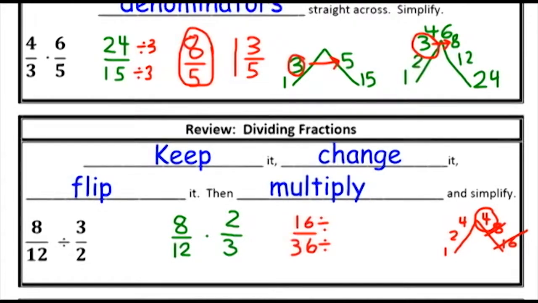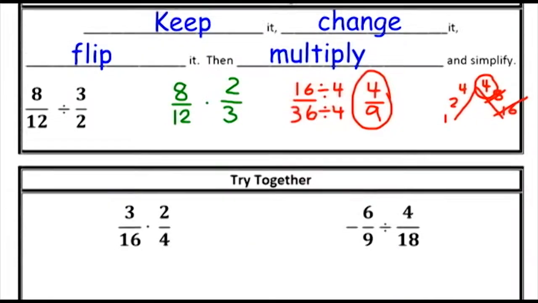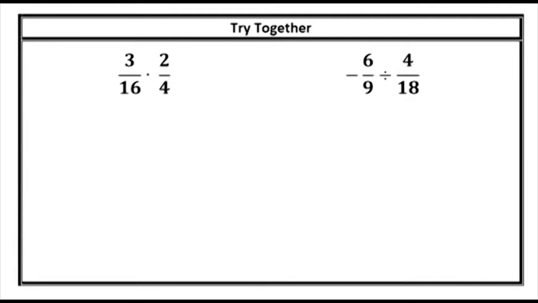I'm going to divide top and bottom by 4. 16 divided by 4 equals 4. 36 divided by 4 equals 9. Always simplify with fractions, whether you're just evaluating like this or solving in one-step or eventually two-step equations. Let's try a couple together.